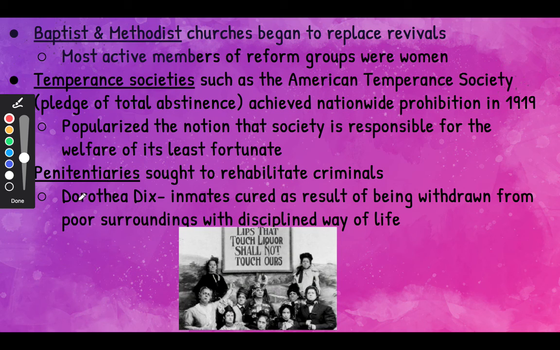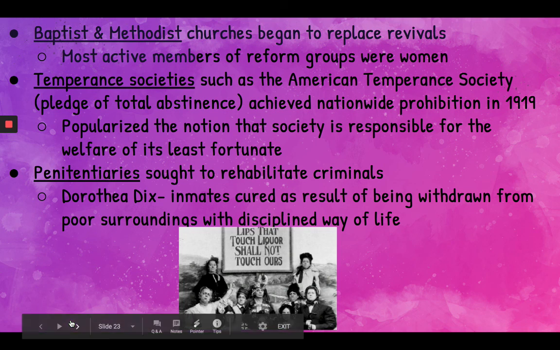Other movements that arose during this time were Dorothea Dix's reformation of penitentiaries. She sought to rehabilitate criminals, and instead of prisons being somewhere where criminals sit and rot, she believed that a penitentiary should be somewhere where criminals are reformed and rehabilitated. They maybe learn to read, they learn a new skill, they maybe turn their life around, turn over a new leaf rather than sitting and rotting in a cell.